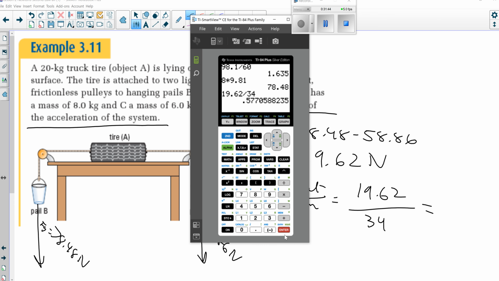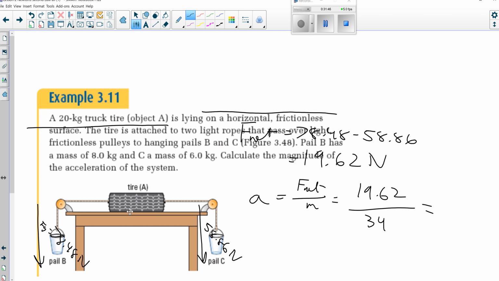Okay, tomorrow we're going to start looking at some other vector-related types of Newton's second law questions. So we might have to do some tail to head, find an x and y kind of stuff tomorrow.